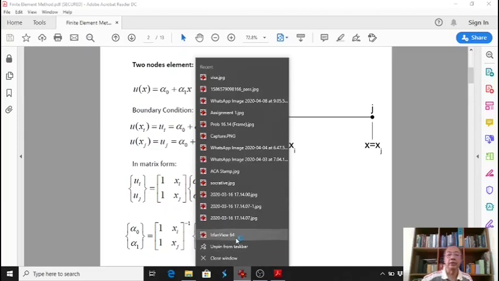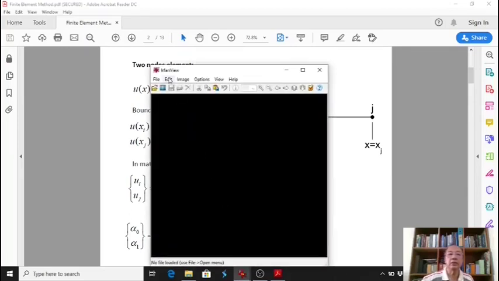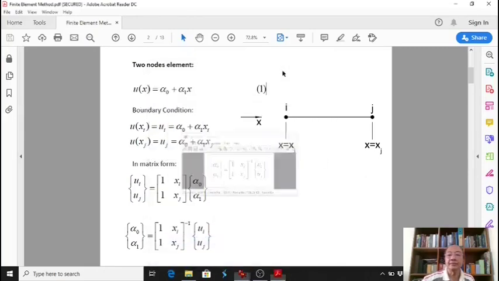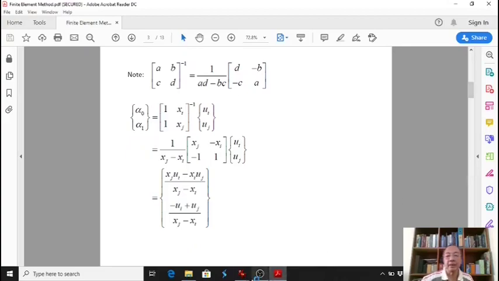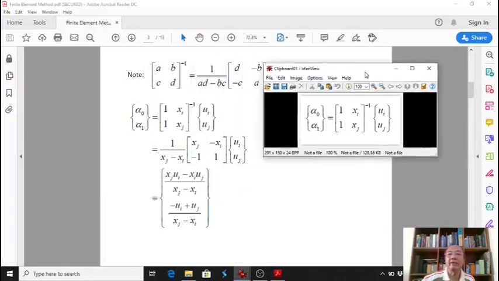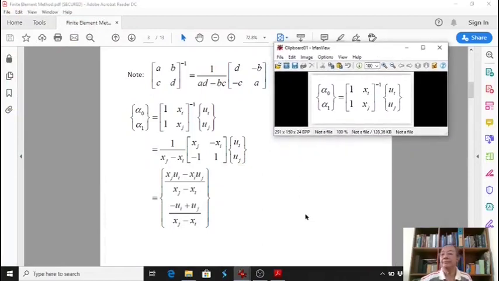Okay, I need to take a screenshot before we go to the next slide. Okay, from the next slide, we are going to solve alpha 0 and alpha 1. Okay, so we need to find the inverse first. So this is the formula of inverse.